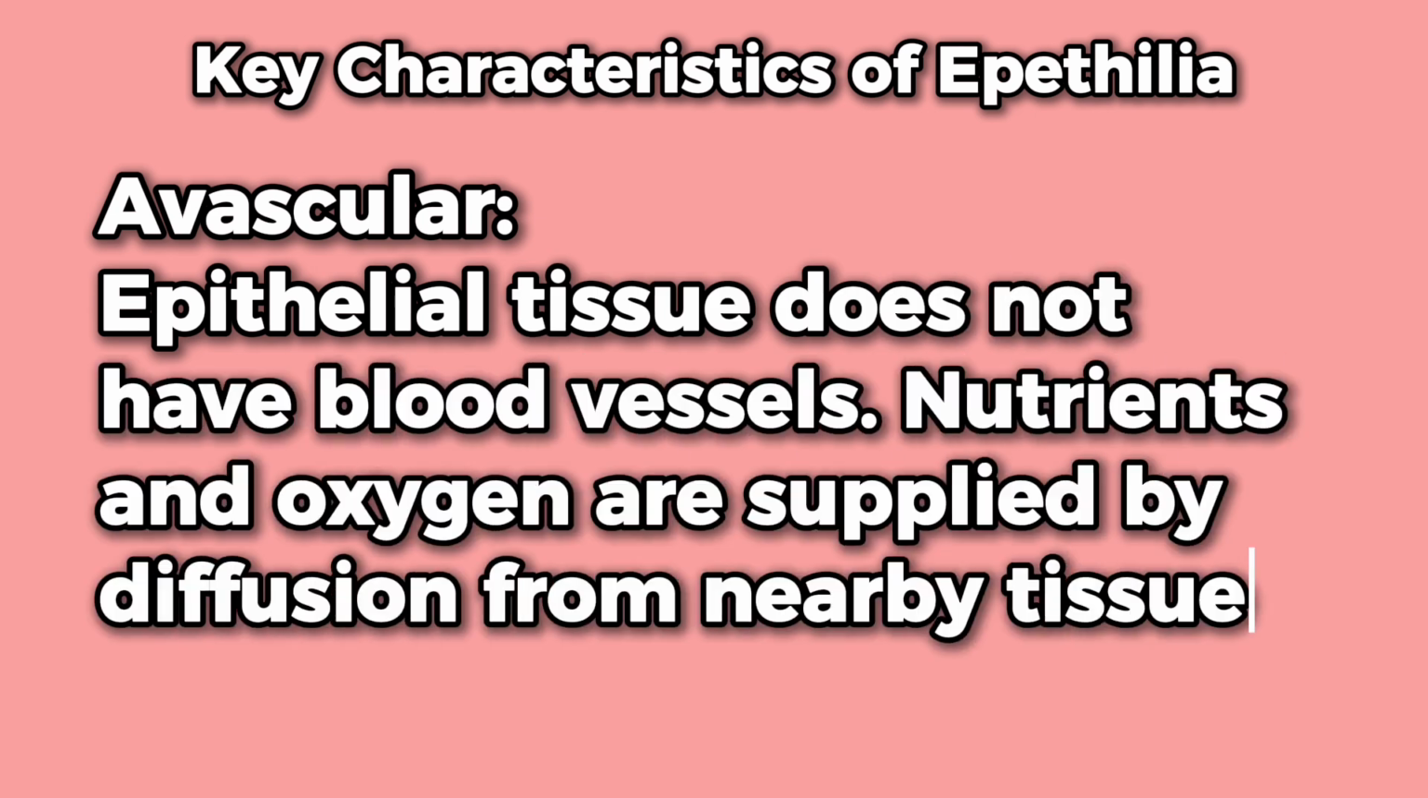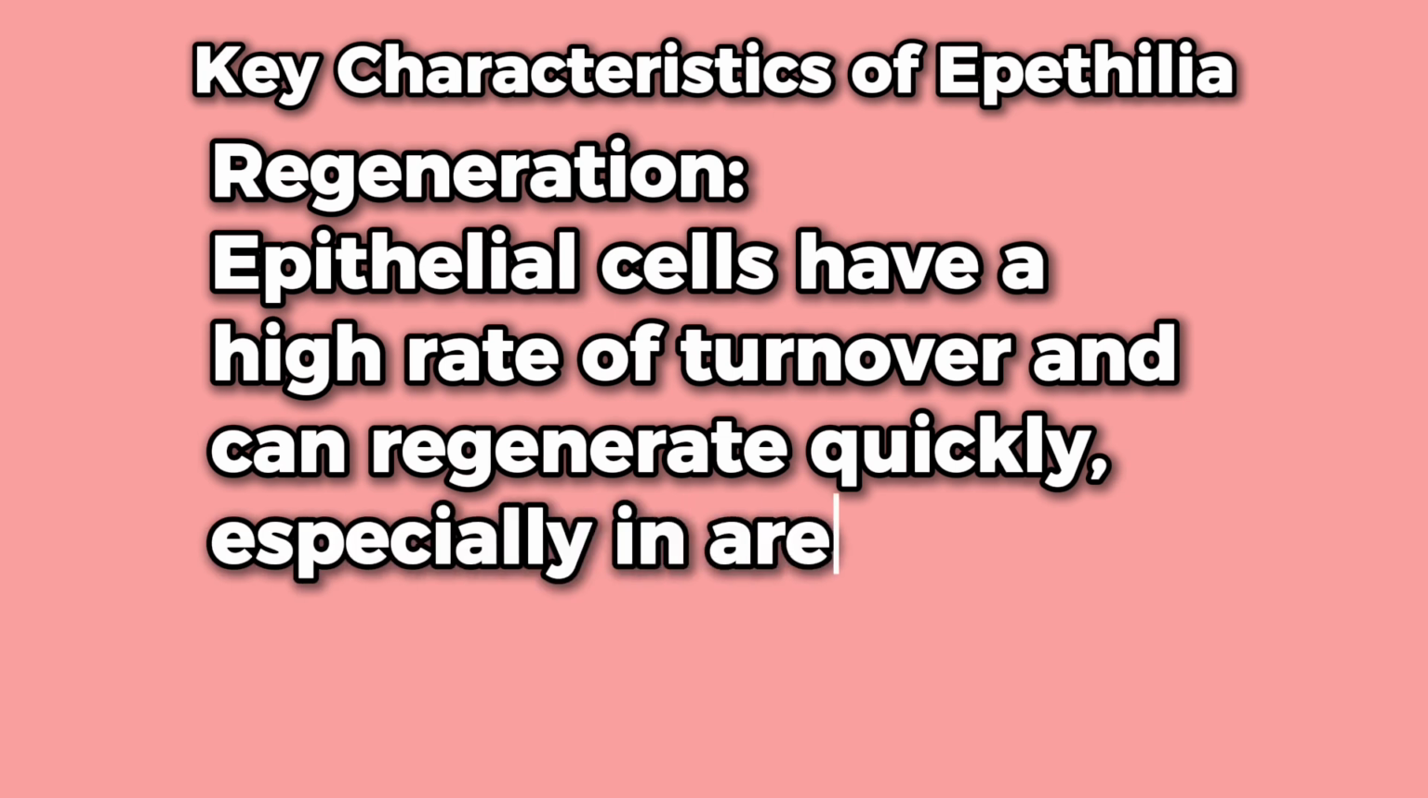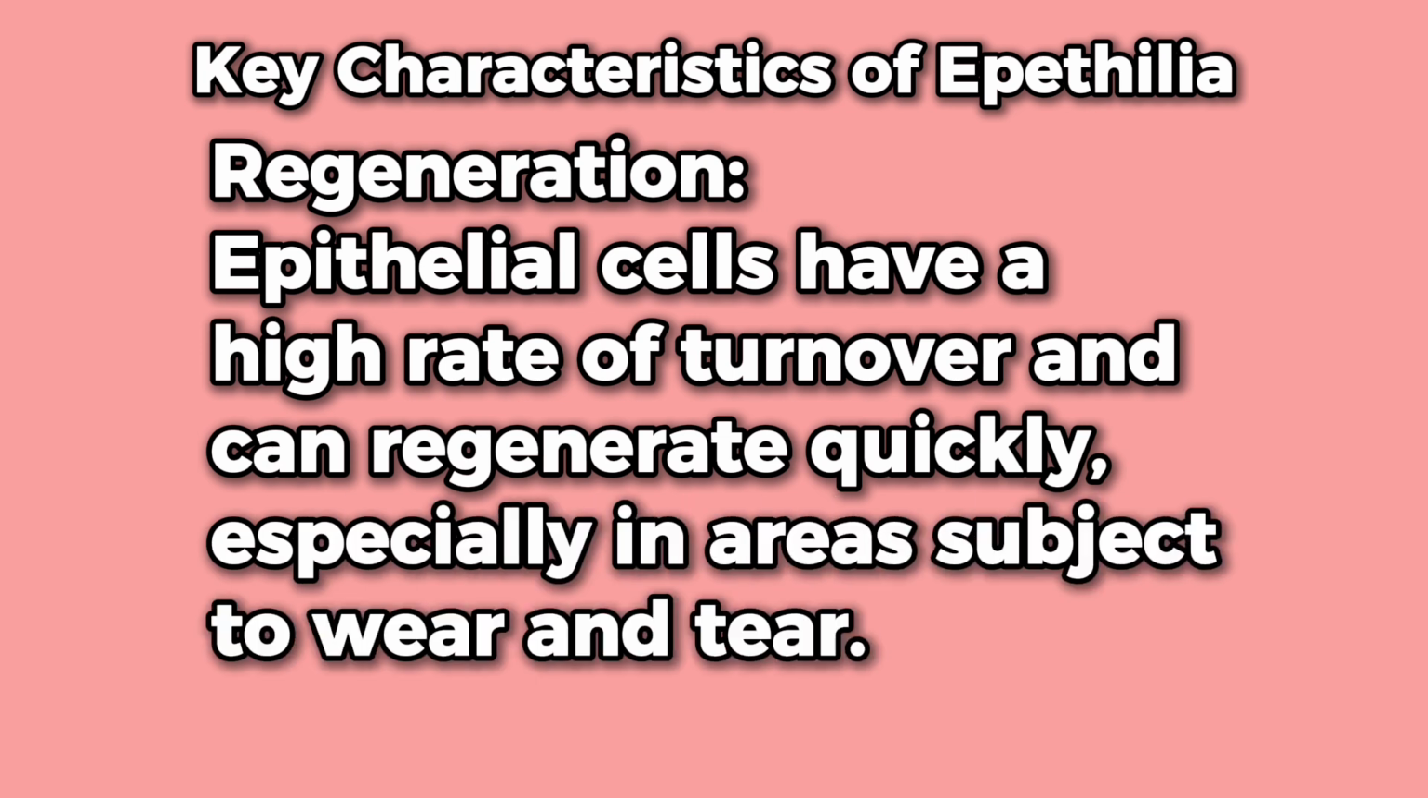3. Avascular. Epithelial tissue does not have blood vessels. Nutrients and oxygen are supplied by diffusion from nearby tissues. And 4. Regeneration. Epithelial tissues have a high rate of turnover and can regenerate quickly, especially in areas subject to wear and tear.